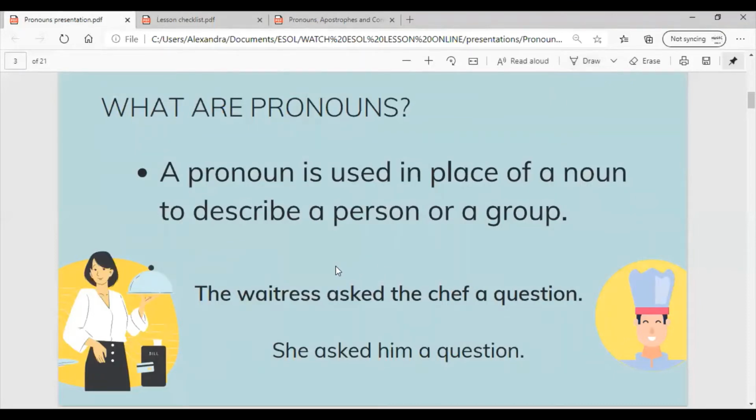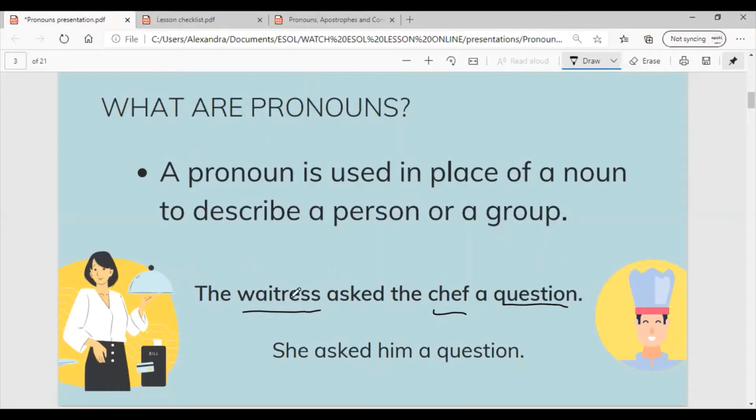Remember that a noun is a person, a place, or a thing. So the waitress would be one of our nouns, and the chef. The question is a thing. Our verb is asked. The and a are articles that make the sentence. If we look back to what a pronoun is, it's used in place of a noun to describe a person or a group. So we're going to change these nouns, waitress and chef, to pronouns.